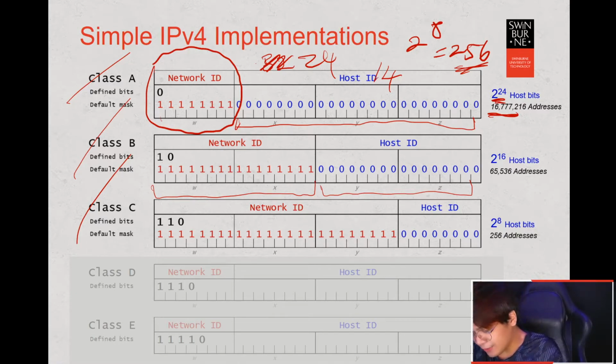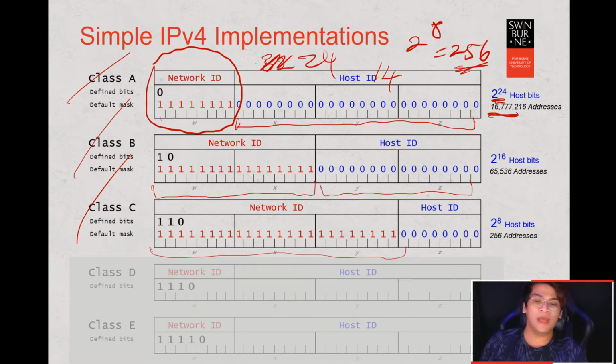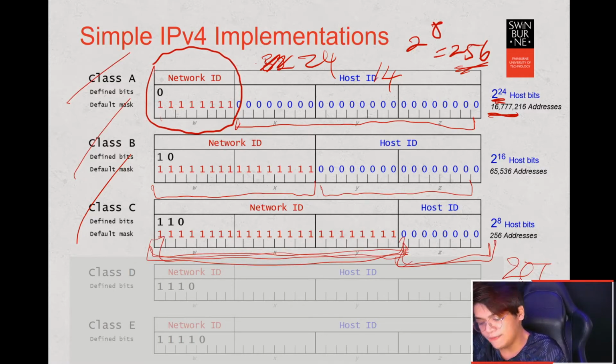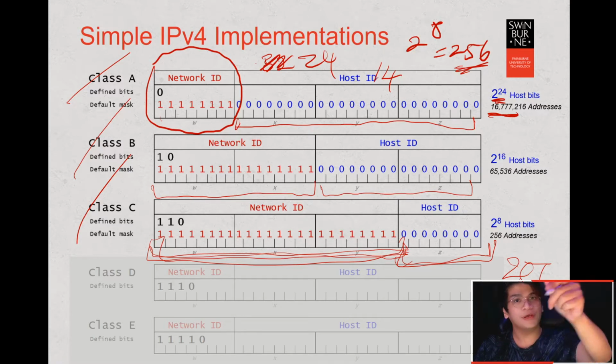In a Class C network, we have 24 network bits and only 8 host bits. There were millions of network addresses, but each only offered 256 addresses. There are a lot of networks you can get from Class C, but in each network, you can support only 256 devices, not counting the broadcast address, the network address, and also the router address.